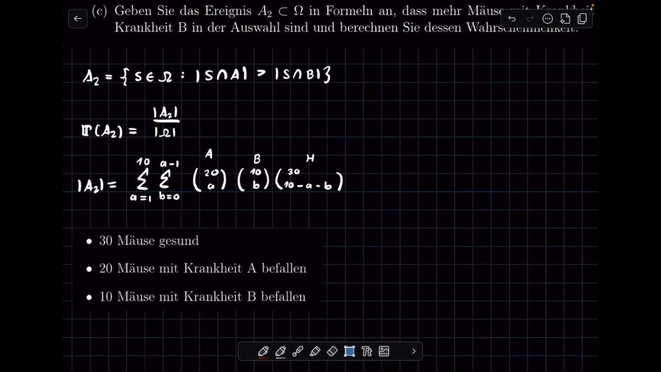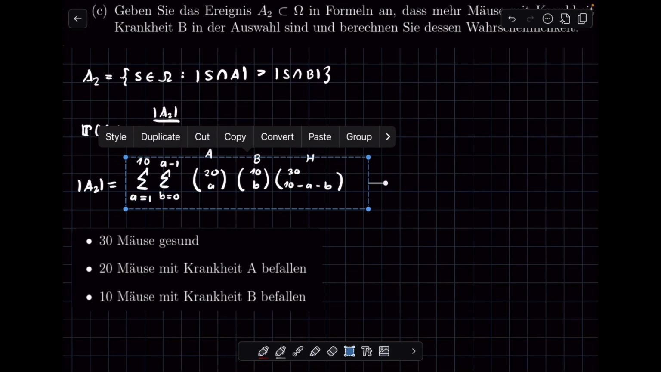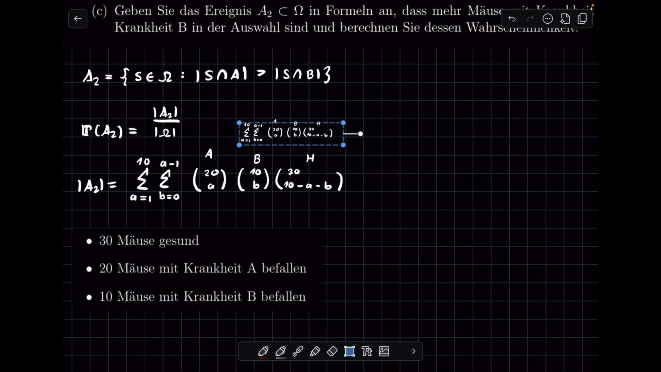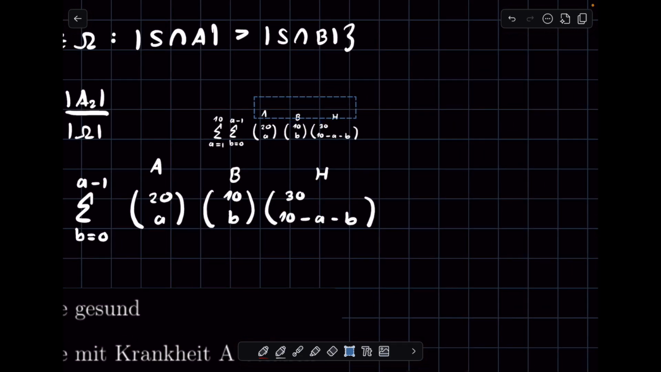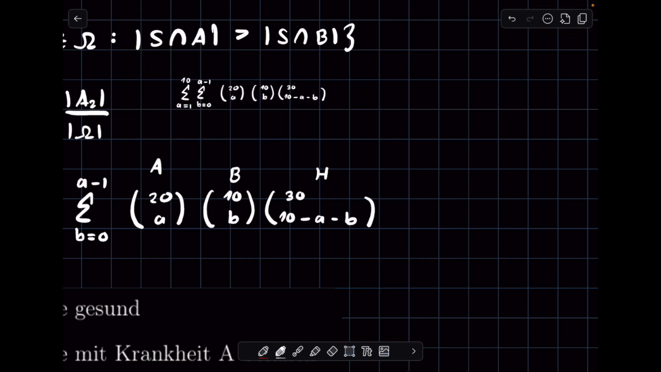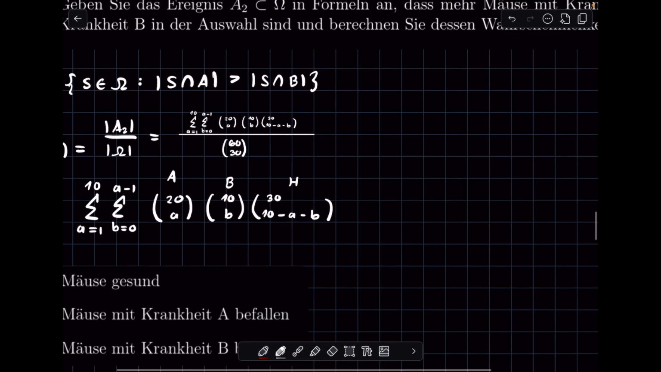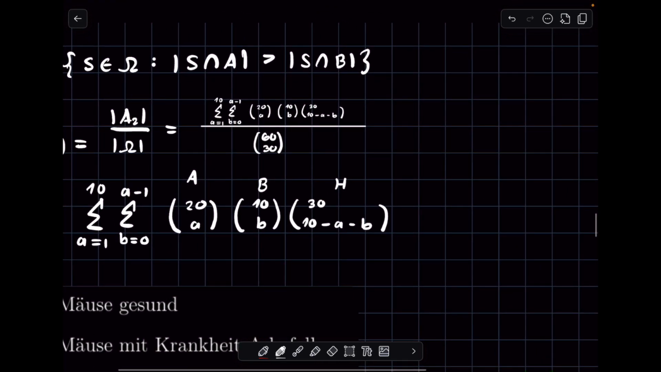So if we want to find the actual probability, we would take this, right? Delete it, equalize it. And in this case, it's going to be divided by the size of this, so it's going to be 60 choose 30. So that's going to be our solution, simply put.